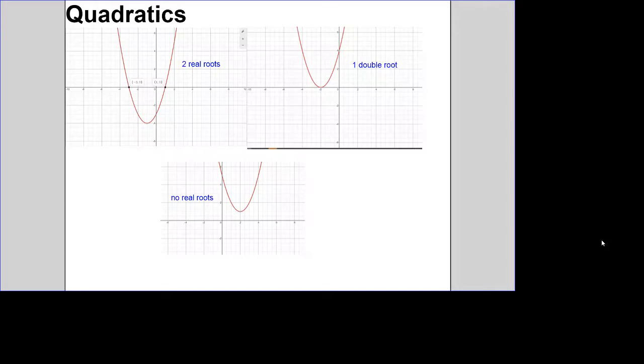Then the third situation we can have is that the graph cannot cross the x-axis at all. And this is known as having no real roots. So if you end up with a solution that doesn't have any real answers, that means our graph is either above the x-axis, never crossing it, or below the x-axis, never crossing it.